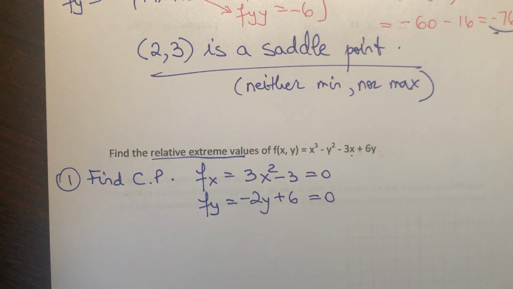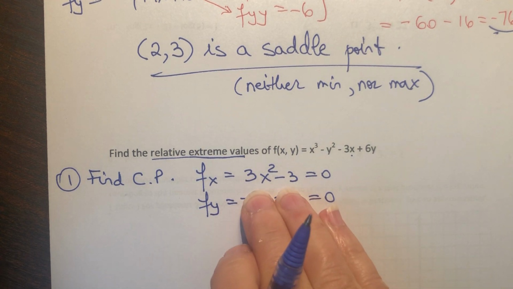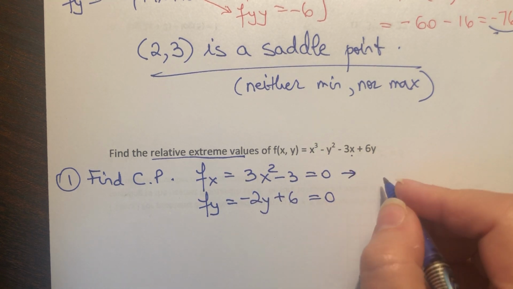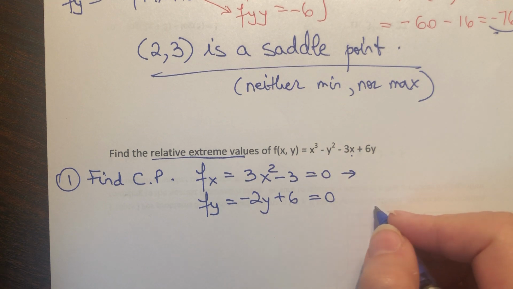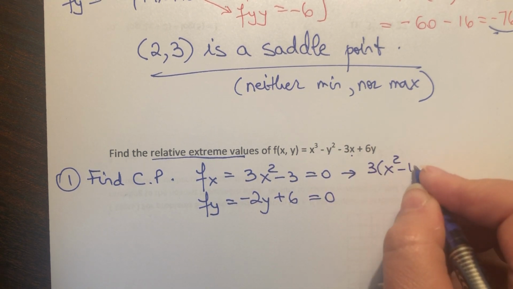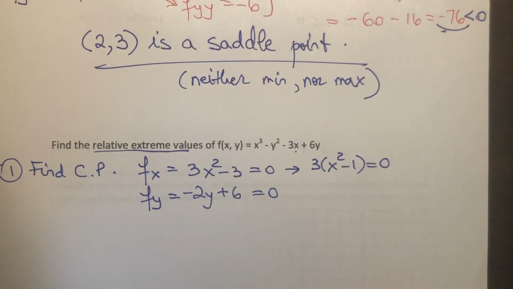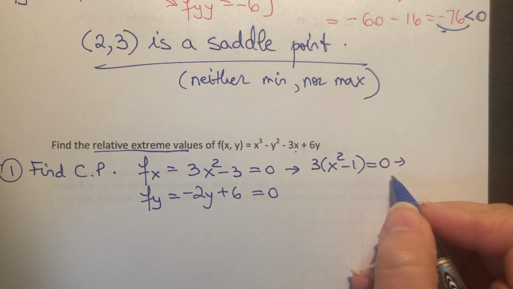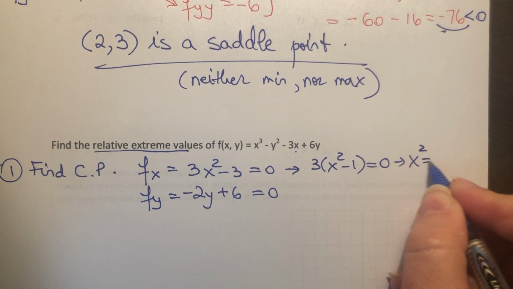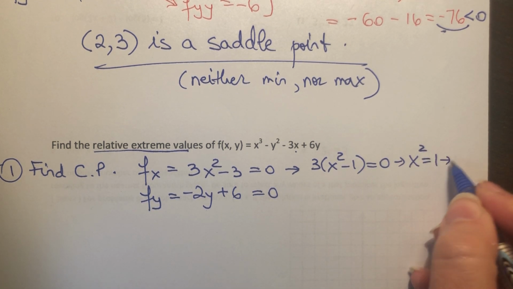So even though I have 2 equations in 2 variables, either one of these equations only has 1 variable in them, right? So that's the nice thing about it. So we don't need to really solve a system. So I'm solving each of these equations separately. They only have 1 variable in them. 3 can never equal 0, but x squared minus 1 can be 0. Right, that makes x squared equal to 1.